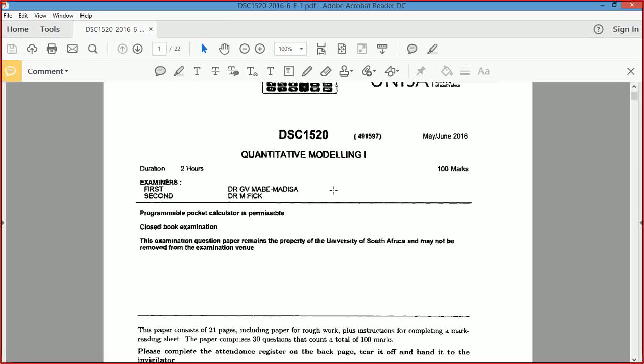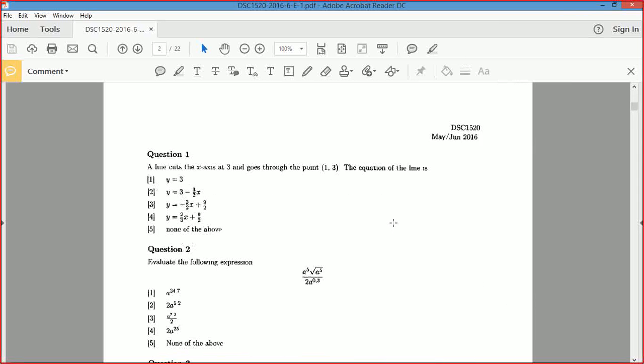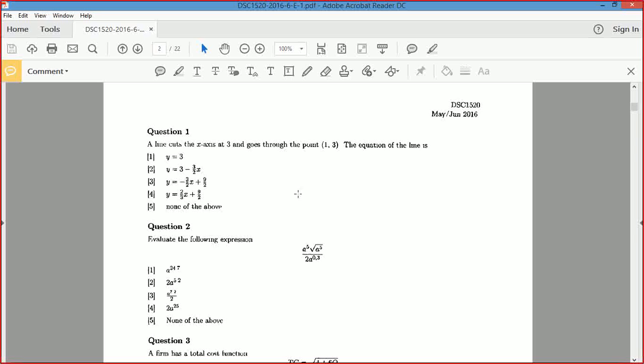May, June 2016. It's a 2-hour paper. It's 100 marks. You've got question 1, which focuses on what? We spoke about this on Tuesday as well.